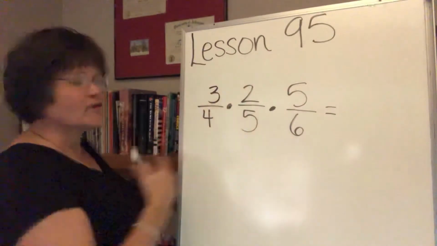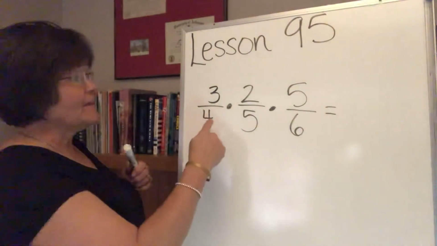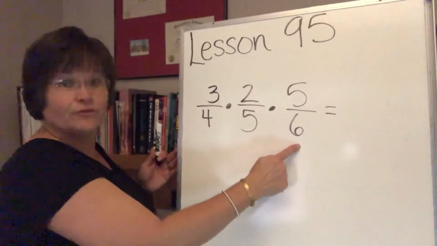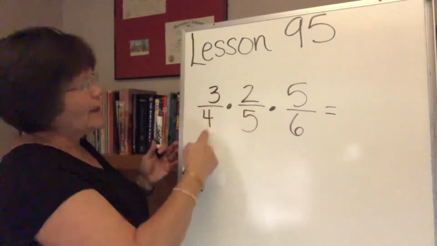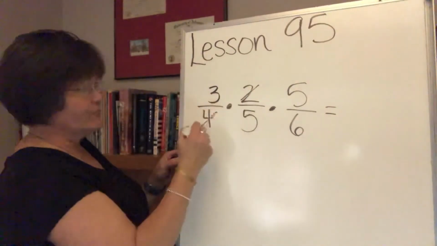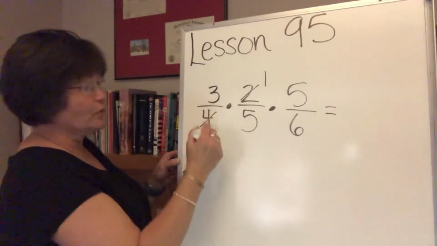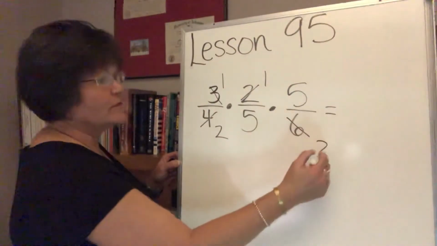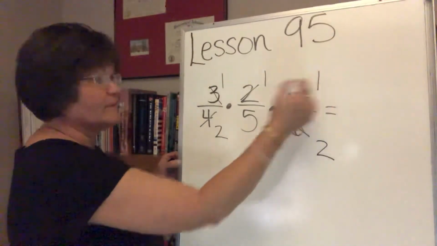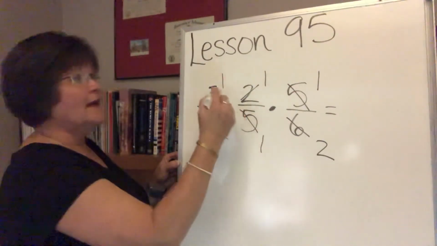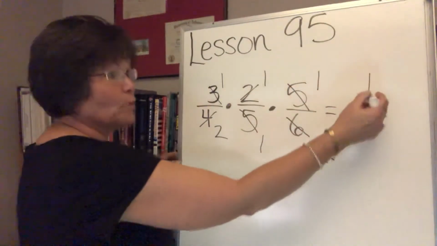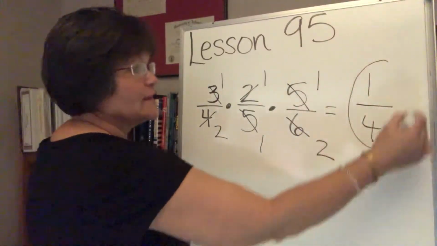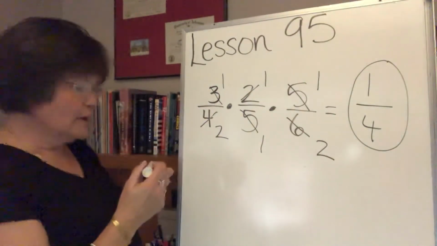So if you look at the fractions I have written on the board, we can see that some of them are related. This 2 is related to the 4, and it's also related to the 6. So I'm going to go ahead and cross-cancel the 2 and the 4. 2 divided by 2 is 1, and 4 divided by 2 is 2. 3 divided by 3 is 1, and 6 divided by 3 is 2. And then 5 divided by 5 is 1, and 5 divided by 5 is 1. When you multiply across the top, you get 1, and across the bottom, you end up with 4. So the product of this multiplication problem is 1/4.